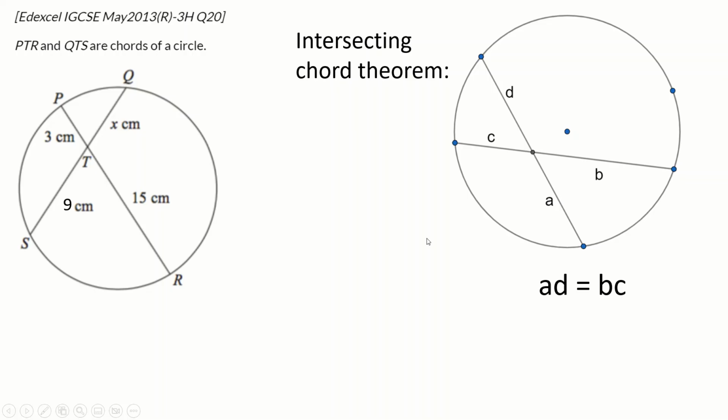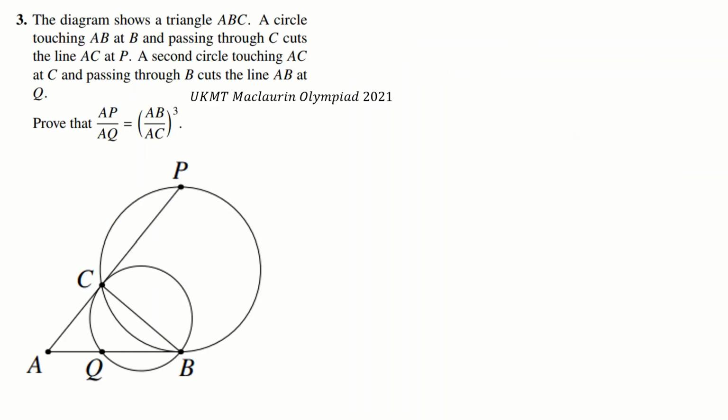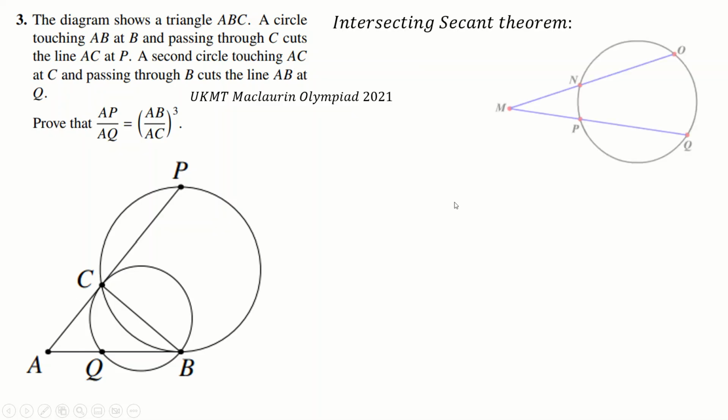On a similar vein, there's another rule that you probably won't have heard of, which is called the intersecting secant theorem. So here's a question from a Maclaurin Olympiad, just from last year actually, I noticed. So that's cool. Prove this thing. So Tamura obviously won't ask you to do this kind of thing, but they could ask something like this because, like I said, the intersecting secant theorem is kind of interesting.